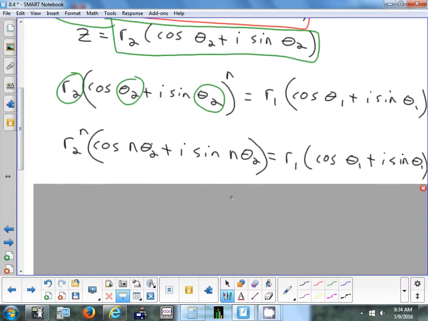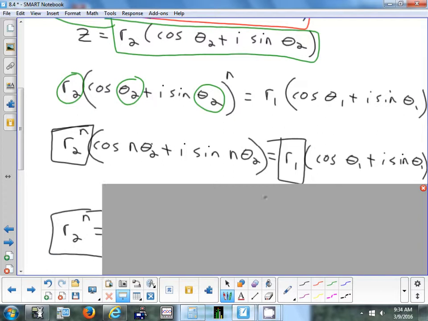All right. Now, at this point, we have an equation. The equation on the left has a radius, and it has an angle. The equation on the right is going to have a radius, and it's going to have an angle. In order for what's on the left to match what's on the right, the radius on the left has to equal the radius on the right. If they don't, then we wouldn't be able to put an equal sign between them. So radius on the left has to match the radius on the right.